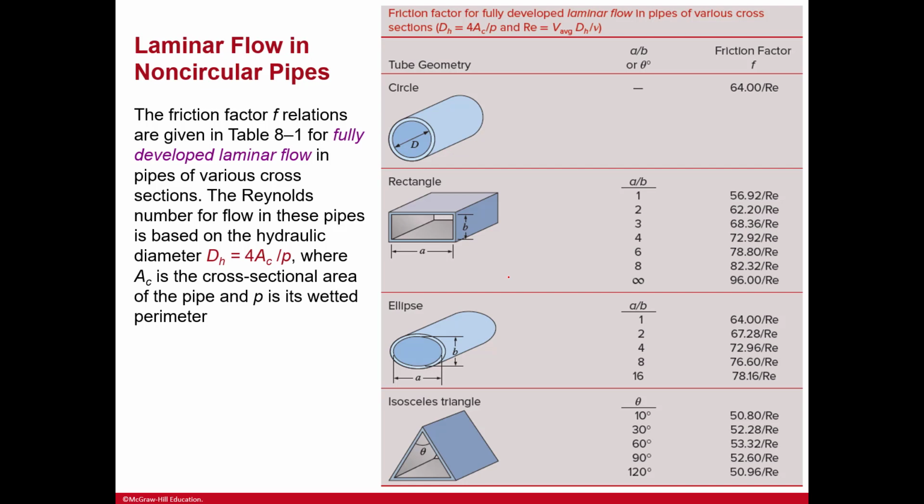This is friction factors for fully developed laminar flow in pipes of various cross sections, as well as the tube geometry associated with each. So you've got circular, rectangular, ellipse, and isosceles triangle, and then the theta for that, a/b, and then none here because it's just the geometry, but you get this friction factor here associated with each, which is nice. So you get this for that area, this for that area, and then the theta as well. And that's for fully developed laminar flow in pipes.